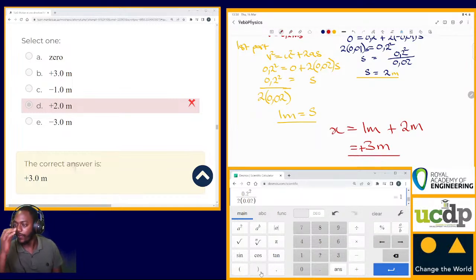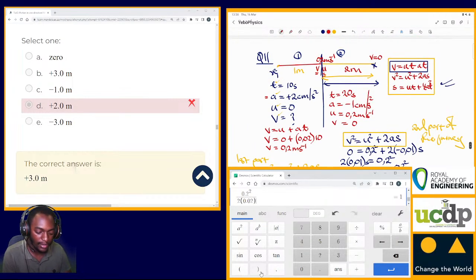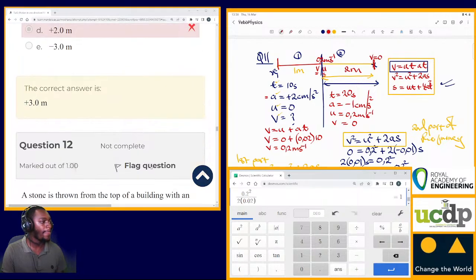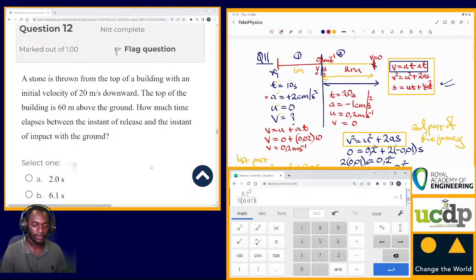So we first have to calculate the displacement for the second part of the journey. Then we calculate the displacement of the first part. Then we add the two to get the total distance from the start position to the end position. All right, shall we carry on to question 12?